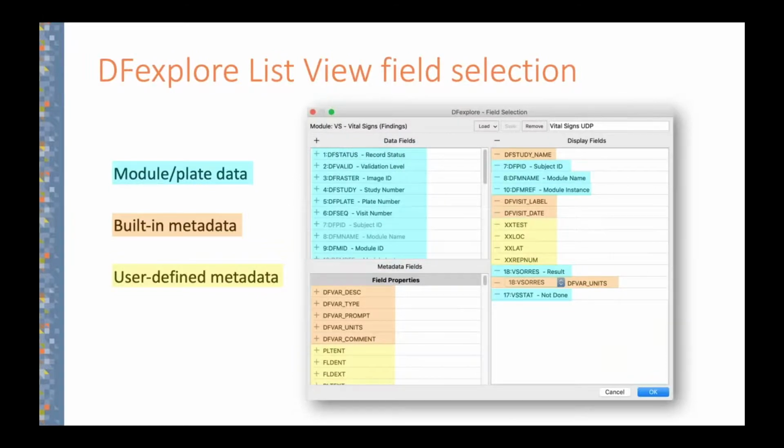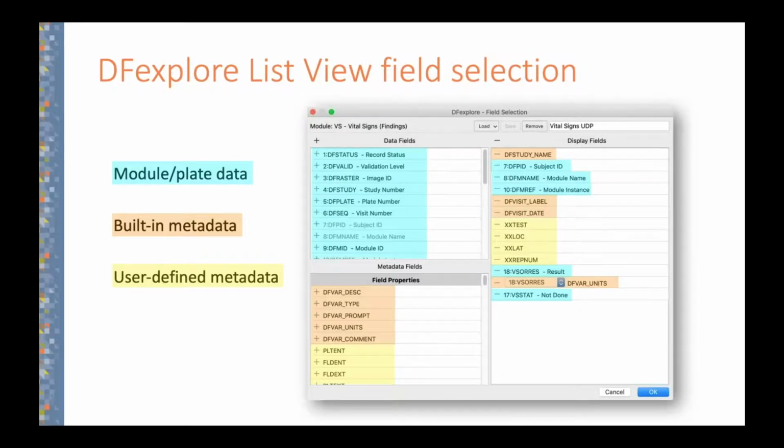So here's an example showing how to get a mix of data and metadata. On the right, where the display fields are shown, the ones in blue are the module or the plate data. In this case, it's the module vital signs. In orange are the built-in metadata, that's the default metadata that is in every study. And then the user-defined metadata are the properties that you've defined specifically for this study. So you can see it's easy to put together a mix of information and have it display in the order and in the way that you want to see it within list view.